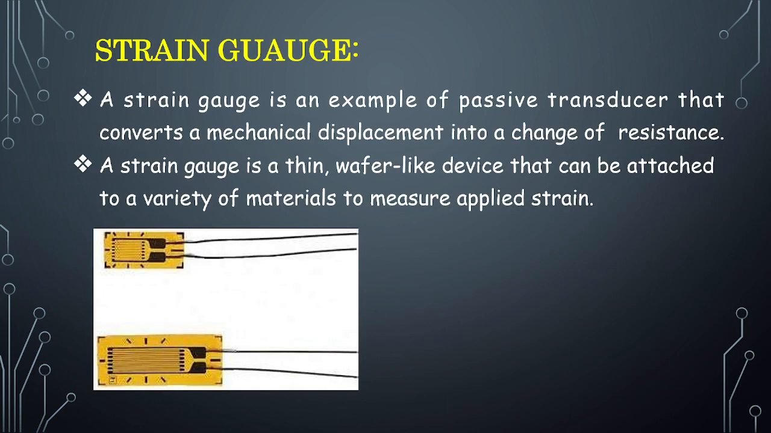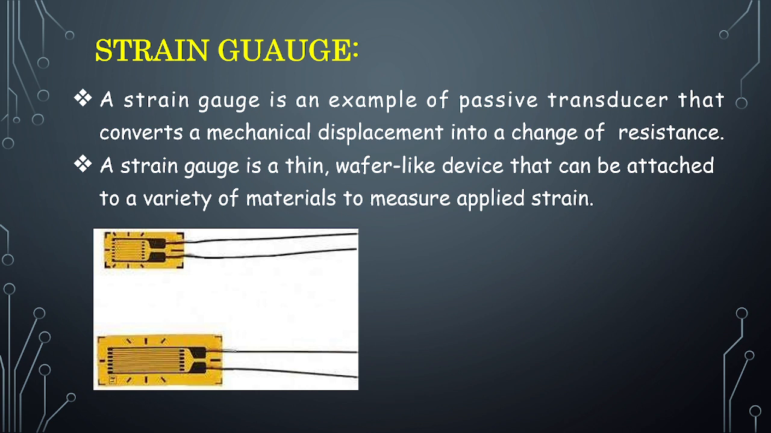A strain gauge is nothing but, simply, we can call it a passive transducer. Passive transducer means a transducer which produces changes in the capacitance, inductance and resistance. So we call such transducers passive transducers. A strain gauge is one such example, and we can also tell LVDT as an example of a passive transducer. LVDT is nothing but linear variable differential transducer.